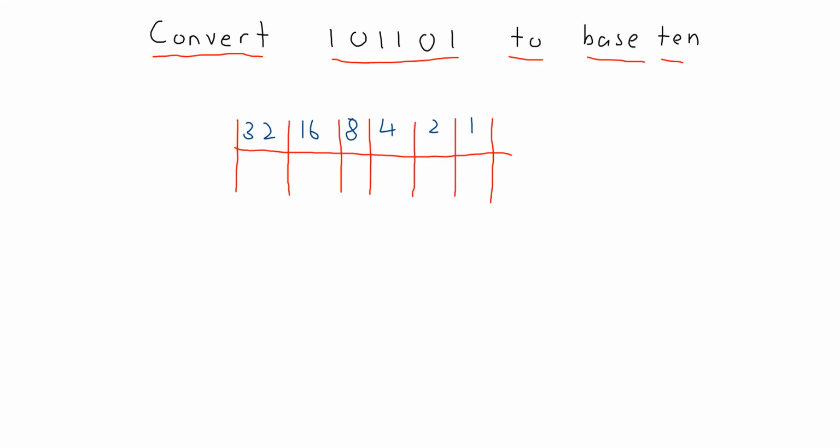So let's take a look. I'm going to first of all just put it into this table here. I've got 1 1, no 2's, 1 4, 1 8, 0 16's and 1 32, because I'm just matching this number up to this table here. So let's take a look. We've got 32 plus 8 plus 4 plus 1, which equals 45.